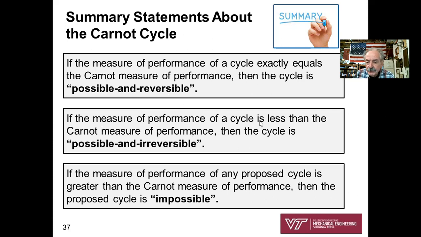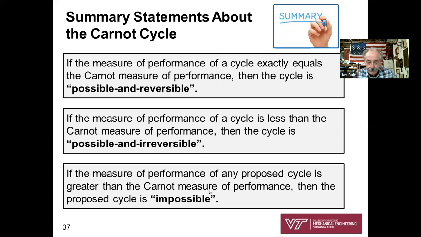If the measure of performance of a cycle is less than the Carnot measure of performance, if it's not quite as good as Carnot, then the cycle is possible and it's irreversible. There's something going on in the cycle that makes it irreversible. For example, heat transfer across a finite temperature difference. That clearly makes a cycle irreversible. Any kind of heat transfer across a finite delta T, any kind of friction, any kind of unrestrained expansion. All those would be examples of things that make a cycle irreversible. But if the performance is worse than Carnot, it's still possible.